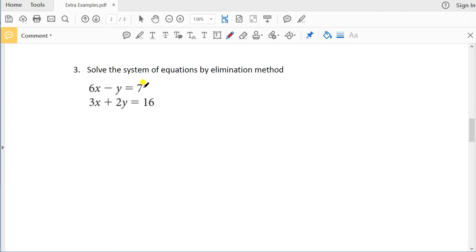In this case, we can see the y here, they have opposite signs. However, this has 2y and this has minus 1y. So I would like to make this middle term here become minus 2y.